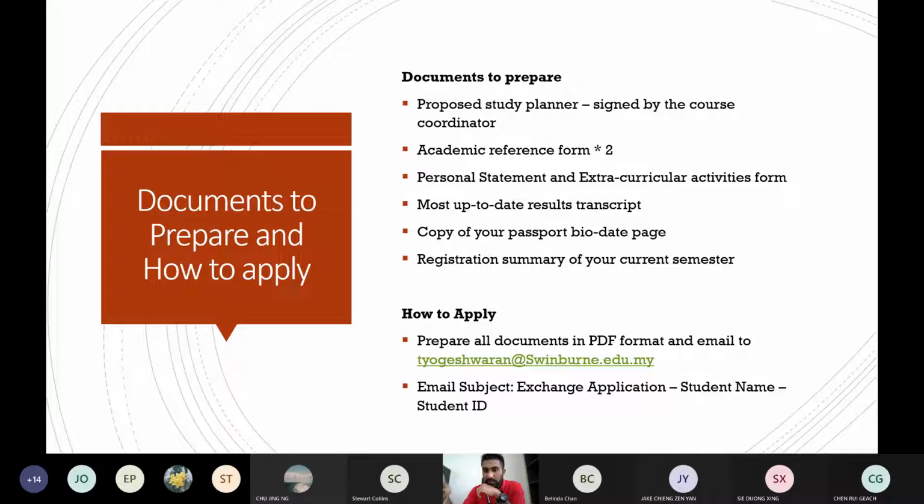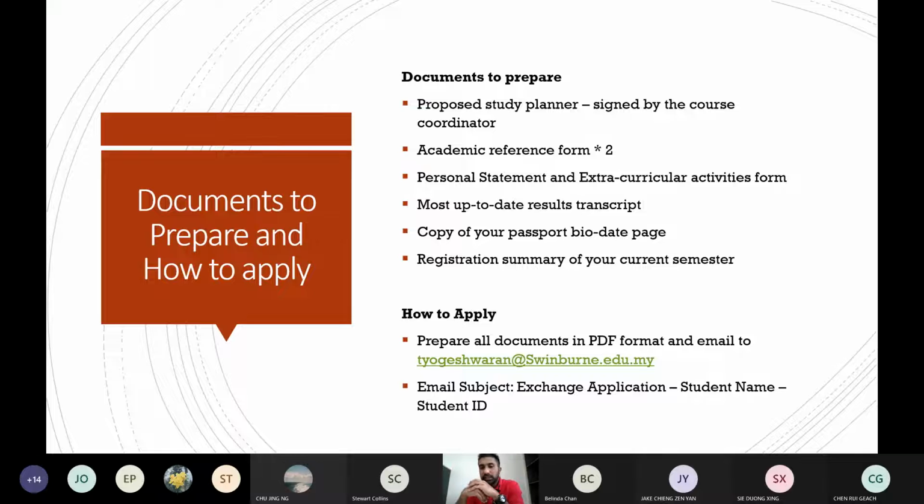The second one is the academic reference form. Basically, you need to find 2 of your lecturers to give you a referral. So you pass this form to them, they will fill it up and pass it back to you. The third form is where you will list down the extracurricular activities that you have done with the clubs or with SLVP, and then you need to write a personal statement, a strong statement saying why you choose to go on exchange.